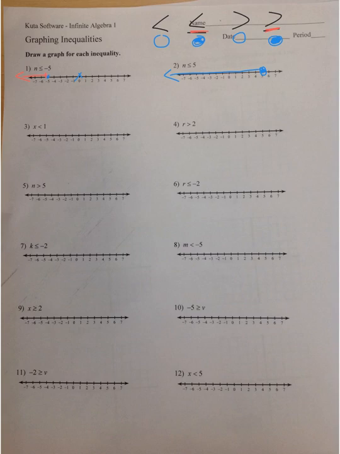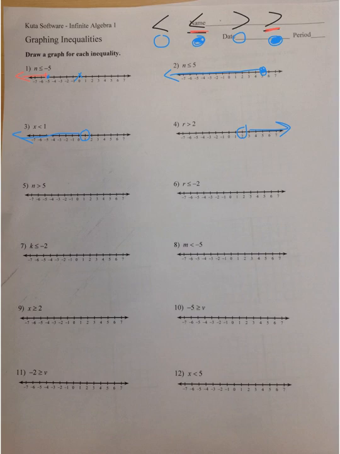Number 3, x is less than 1. Less than, it's going to be an open circle on 1. And the numbers that are less than 1 are all the numbers to the left. So I'm going to go that way, to the left. Number 4, r is greater than 2. I'm going to go over to the 2, open circle because it's just greater than. Numbers that are greater than 2 include 3, 4, 5, 6, 7. So I'm going to make sure that I cover those numbers to the right.